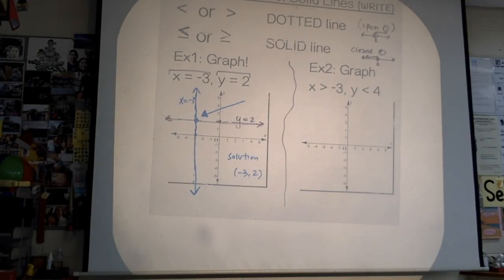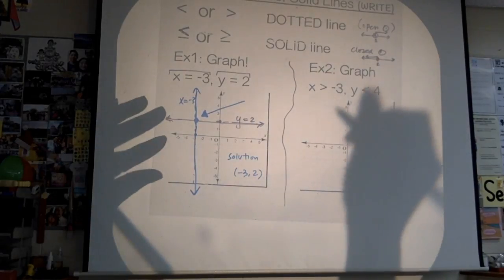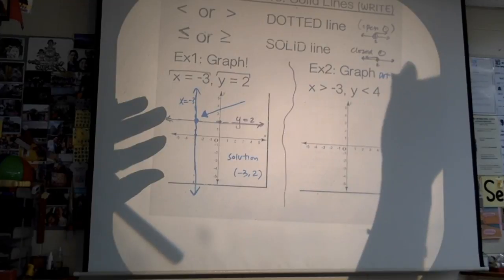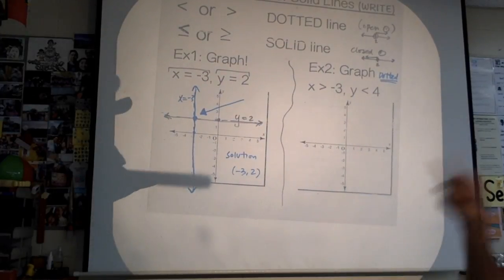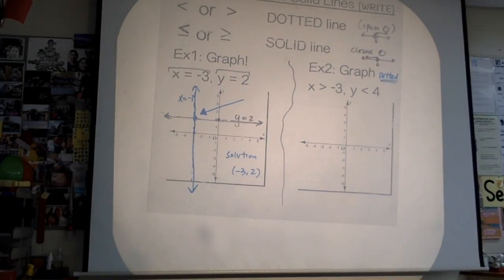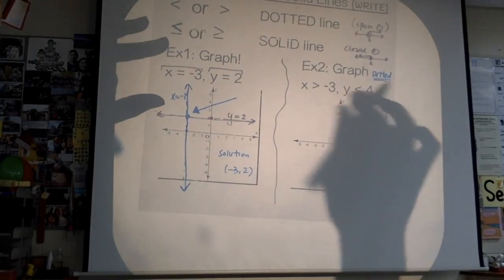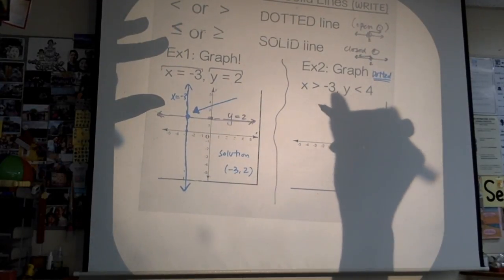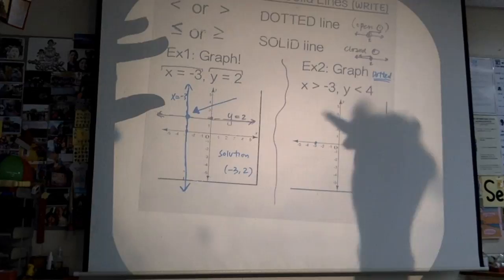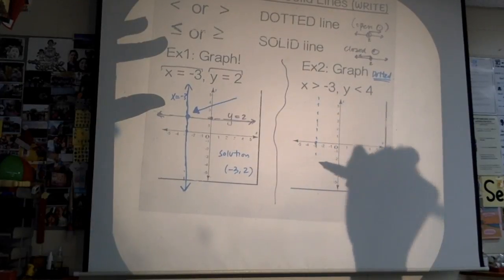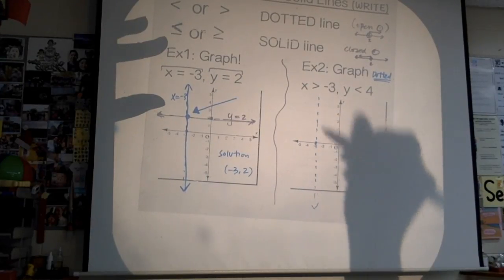Okay, so let's go to the next slide here. The next slide says x is greater than -3, y is less than 4, which means they are both dotted, right? So we should mark that, just in case we forget during our process. And I'm also going to use different color markers for this. So x is greater than -3. So -3 is here, and I'm going to draw that dotted line.